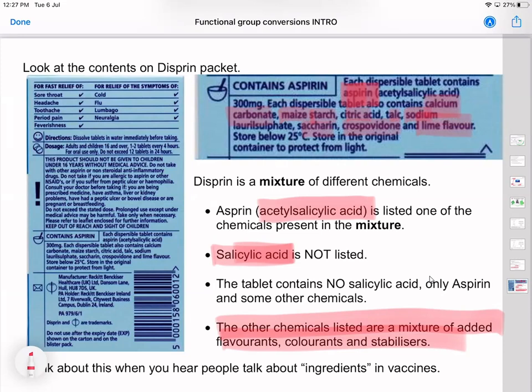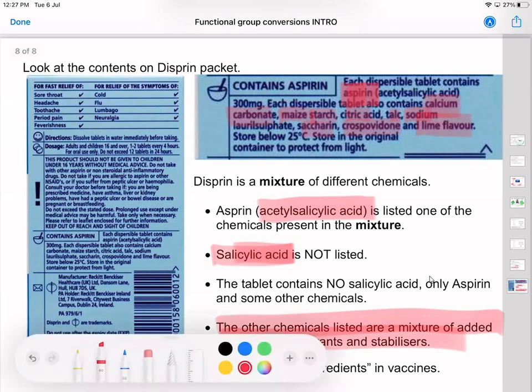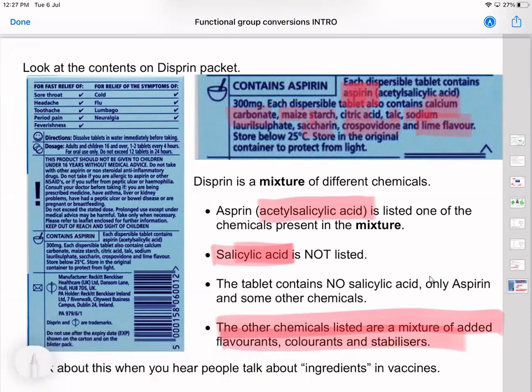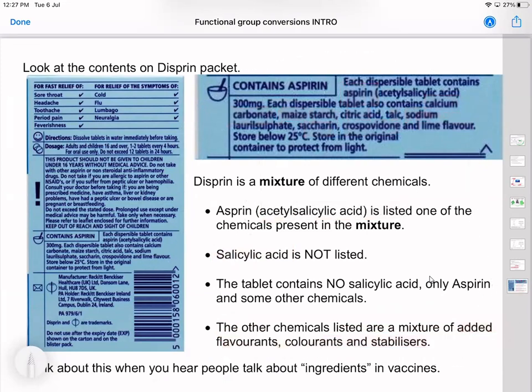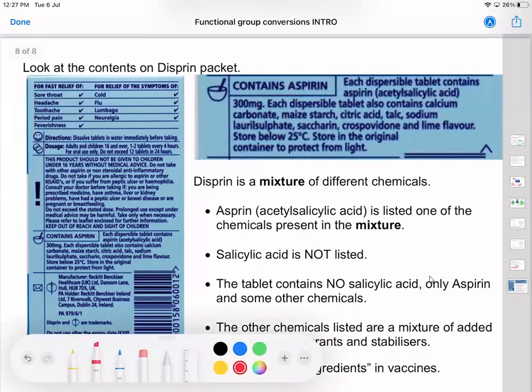Those are ingredients, meaning they're all inside the Disprin tablet. They are not the chemicals used to make the tablet. They all exist as a mixture inside that tablet. If I took that tablet, I could separate it. I could take the aspirin out, the calcium carbonate, the talc, the saccharin, the lime flavor, and isolate those specific compounds. All of those compounds exist within the tablet. But what is the one chemical that does not exist in the tablet?